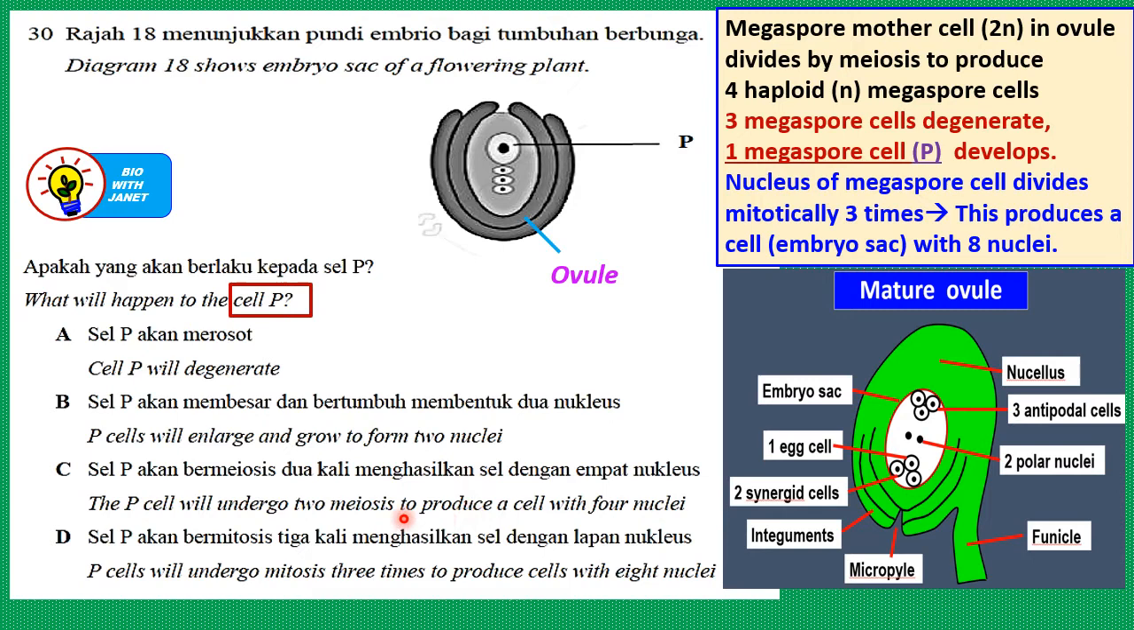The P cell will undergo meiosis 2 times. Not true. It will undergo mitosis 3 times. Okay, so this is out. To produce a cell with 4 nuclei. Wrong. Now D, P cells will undergo mitosis 3 times. That's correct. Actually, it's the nuclei that undergo mitosis, not the cell. The nucleus in the P cell will undergo mitosis 3 times to produce a cell called the embryo sac, which has 8 nuclei. So the best answer is D. But take note, it's the nucleus that undergoes mitosis, not the whole cell.